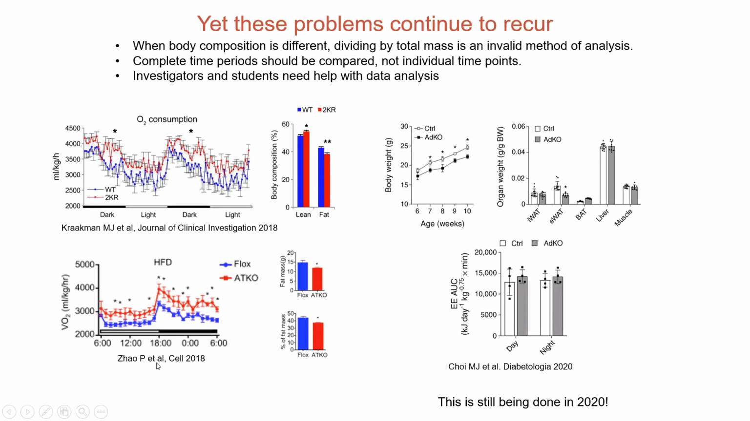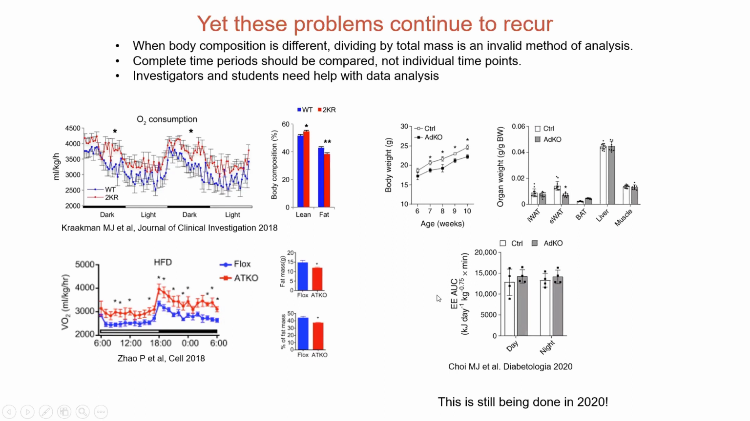Here's another example from Cell, where you once again have mice with lower fat mass of about the same amount as you get an increase in oxygen consumption rate. Here the statistics are even worse. They take any given point that is significantly different and they put a star over it. So they've presumably done a t-test at 24 different points, and they've not done multiple testing correction.